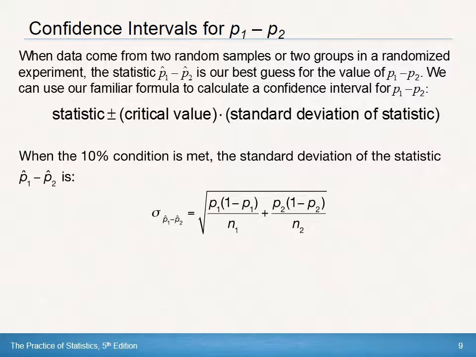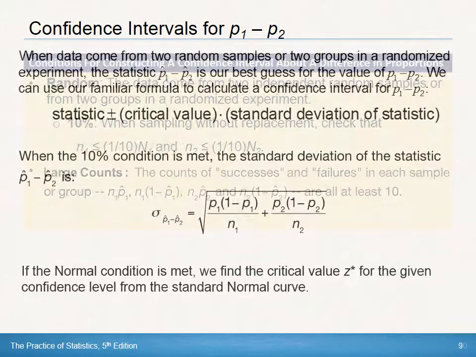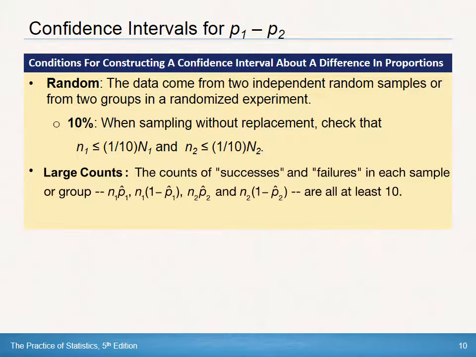So, as long as the 10% condition is met, the standard deviation of the statistic p hat sub 1 minus p hat sub 2 would be, we already did this, the same formula. If the normal condition is met, we can find a critical value, z star, because we're talking proportions, for the given confidence level from the standard normal curve. So we would go and find our z star depending on what confidence level we are interested in.